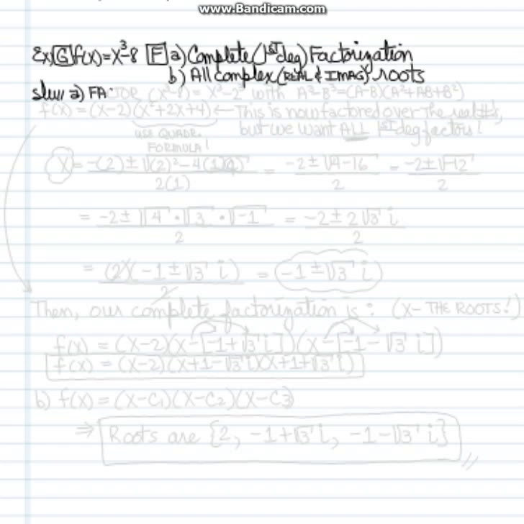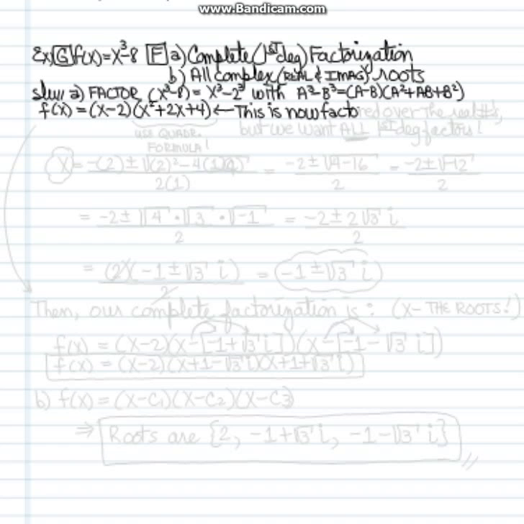Part A, we're going to factor this x cubed minus 8 as x cubed minus 2 cubed with the formula a cubed minus b cubed equals parenthesis a minus b times parenthesis a squared plus ab plus b squared. Using that, we get the start of our complete factorization. F of x equals x minus 2 times x squared plus 2x plus 4. Now, this is factored over the real numbers.